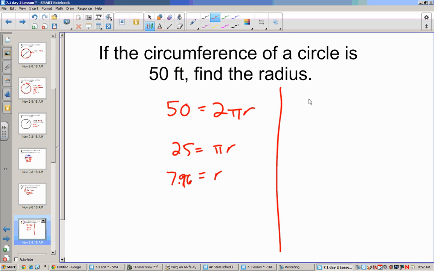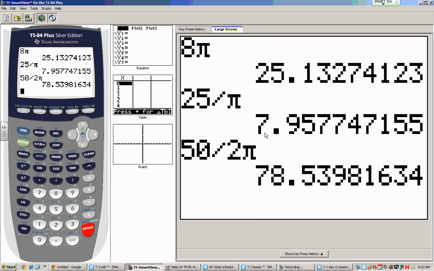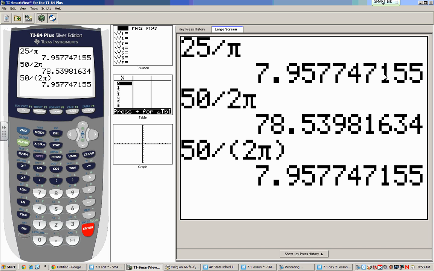Now, we could have just started off and divided both sides by 2 pi, but there's a very common mistake that people make when they do this. I'll show you. Now in this situation, if I do 50 divided by 2 pi, I don't get the answer I want. I don't get 7.9, I get 78. What I should have written in here is parentheses around my 2 pi. Because what this previous one does is 50 divided by 2 and multiplies that answer by pi. But we want that pi to be in the denominator. So in order to do that correctly, we have to put parentheses, and notice how we get the same answer.